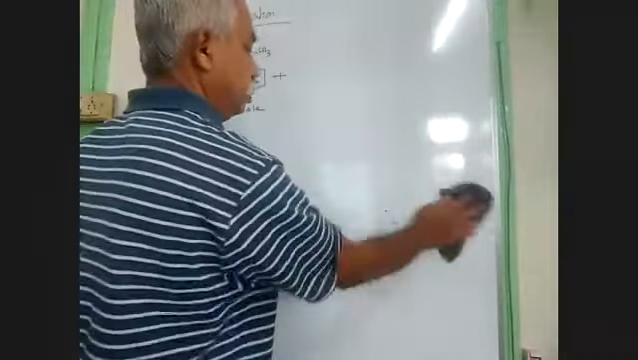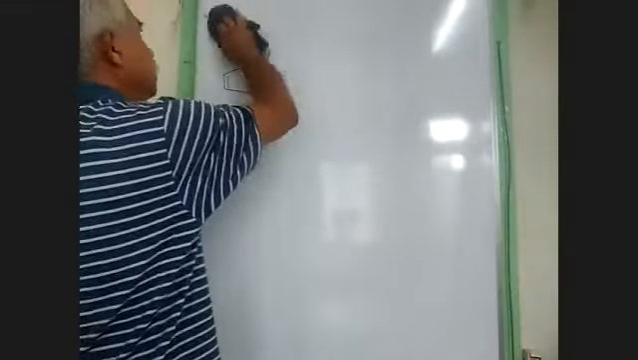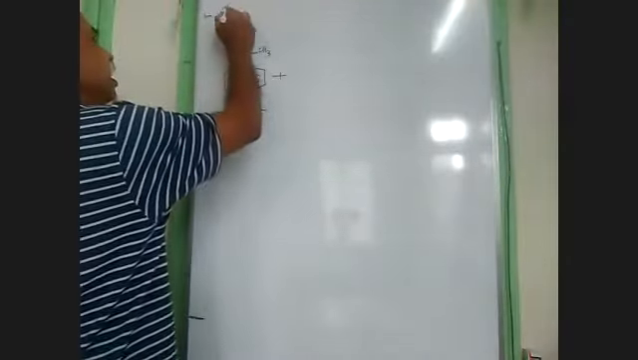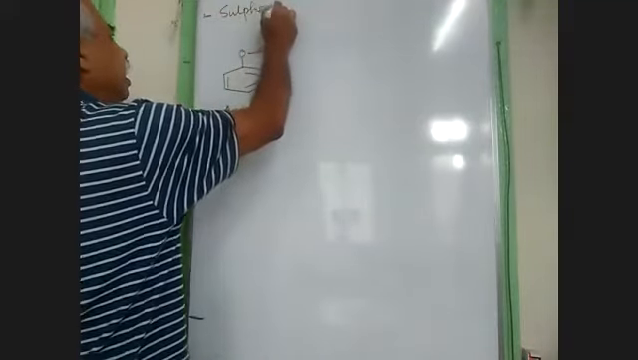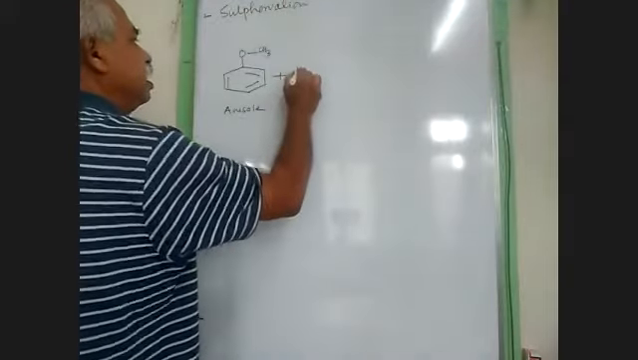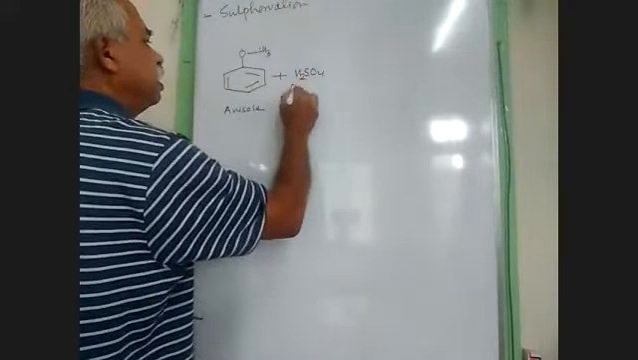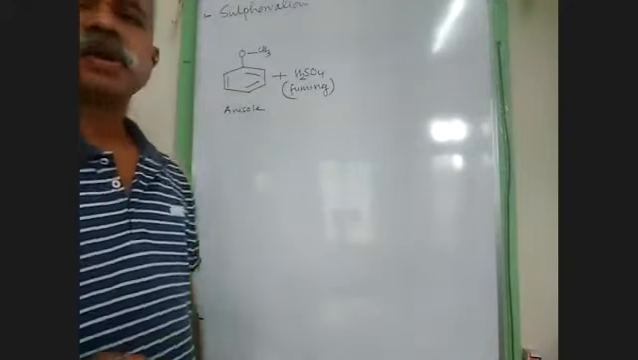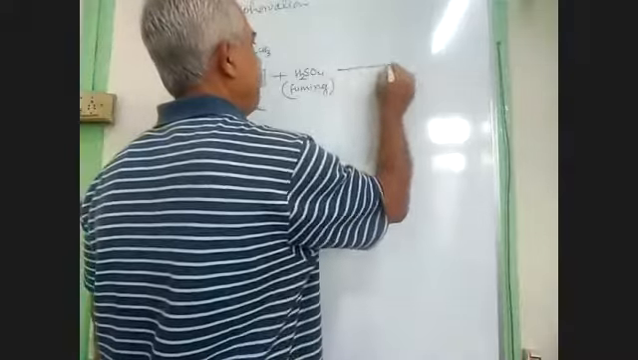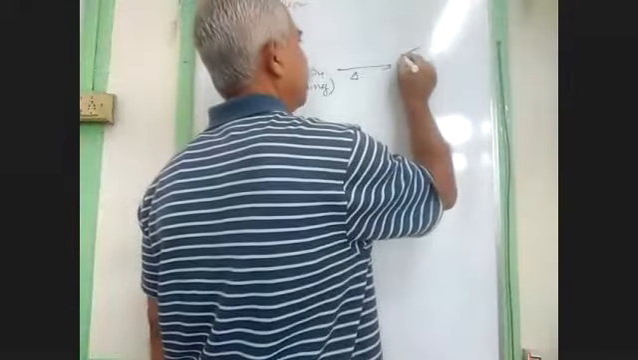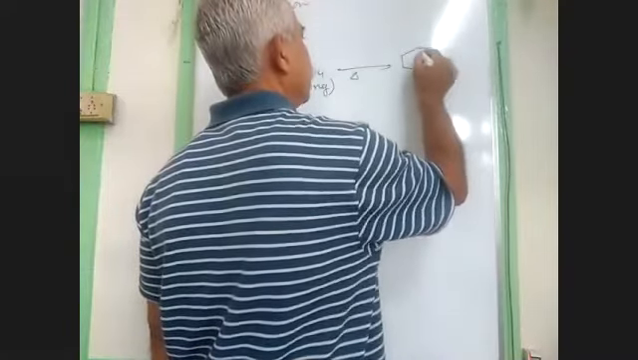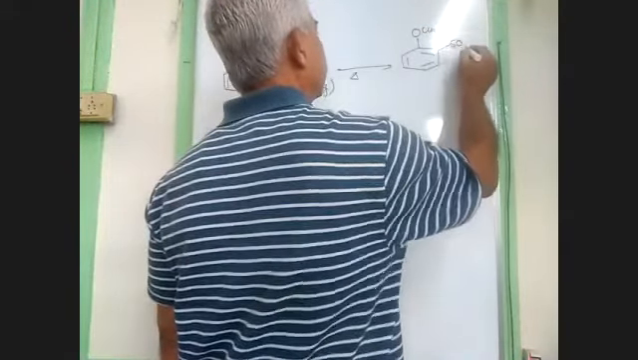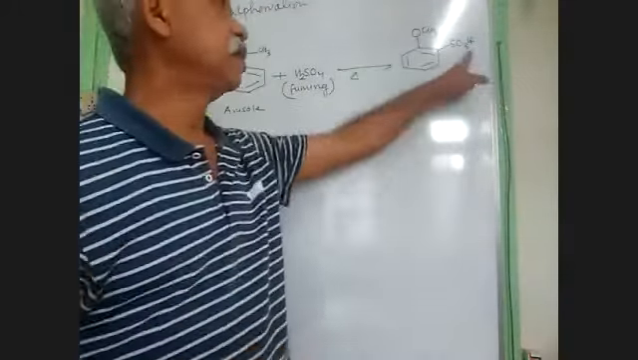Now we'll go for sulfonation. In your book, sulfonation is not given. In sulfonation, we take fuming sulfuric acid, meaning extremely concentrated acid which contains dissolved sulfur trioxide. We heat it. Here also we get two products, OCH3, SO3H. See here, this is a functional group.